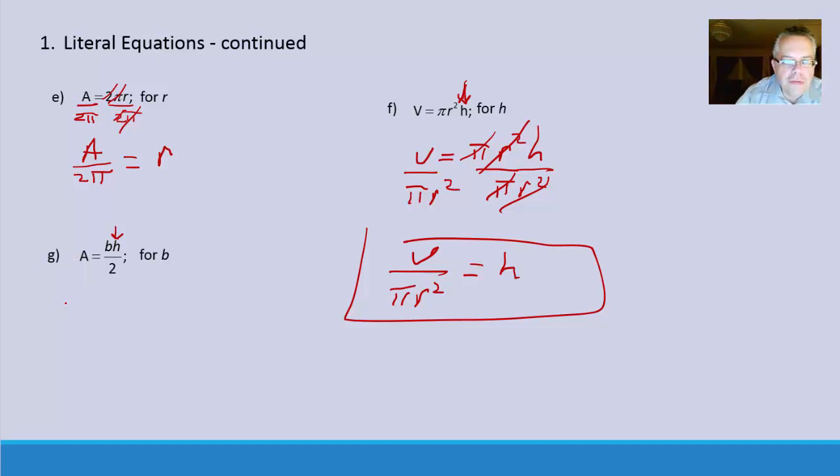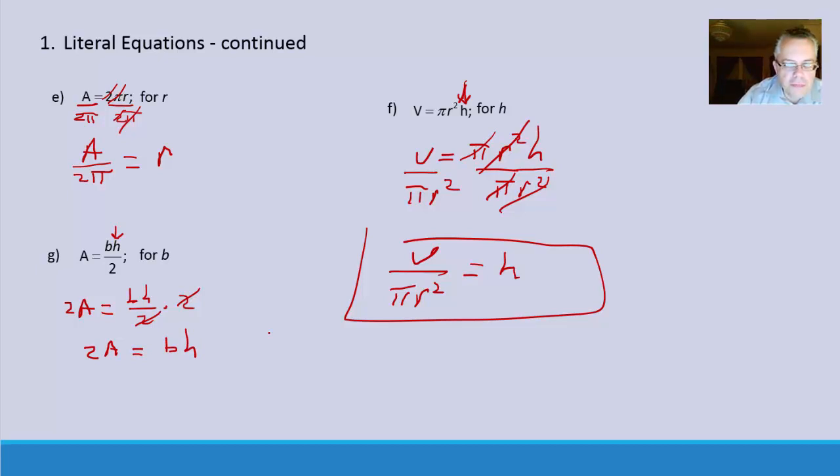So on the left, we would get 2a. And on the right, we get bh over 2 times 2. So I multiply both sides by 2, and that one cancels. And now I have an equation without fractions. 2a equals b times h. All right, I'm almost there.